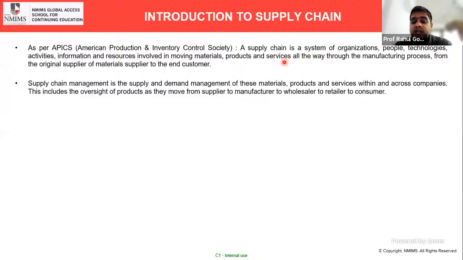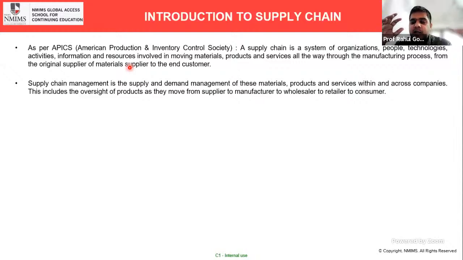So when we see the definition of supply chain from them, they define supply chain as a system of organizations. Which means there are a lot of organizations, people, and technologies involved. There are a lot of activities, information, and resources involved. But what are they doing? They're involved in moving material, products, and services all the way through the manufacturing process from the original supplier of material to the end customer.